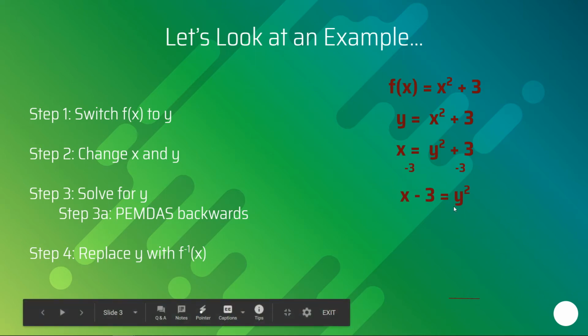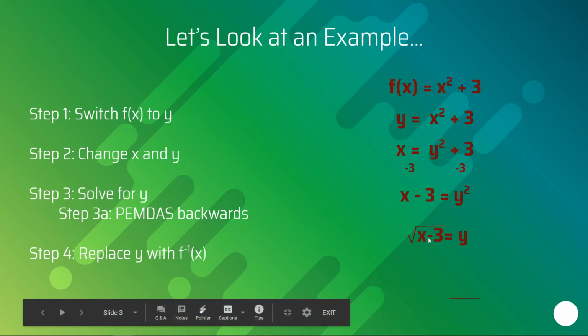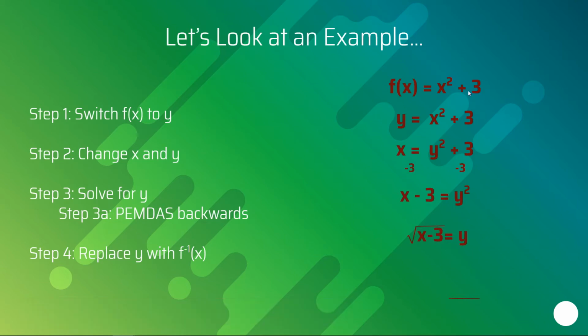So what's the opposite of squaring something? It's taking the square root. So we take the square root of it, and we get the square root of x minus 3. Something I want you to notice: the original had a plus 3, and the inverse has a minus 3. That's one of those clues that you can use to help identify the inverse.